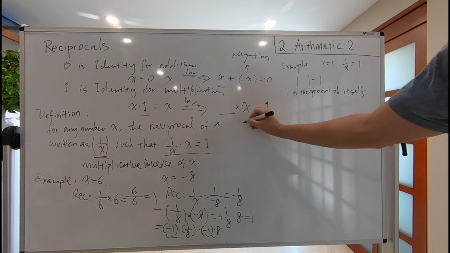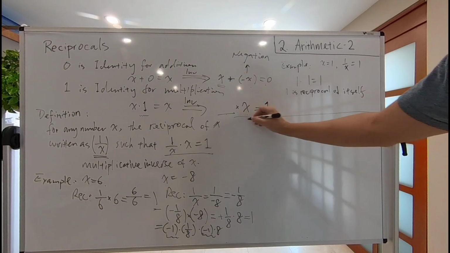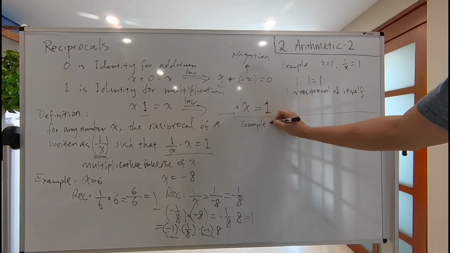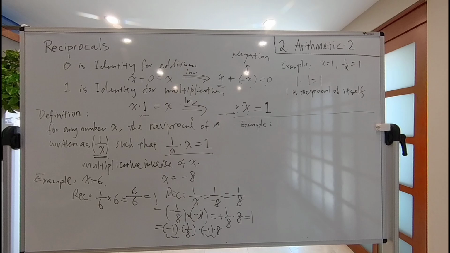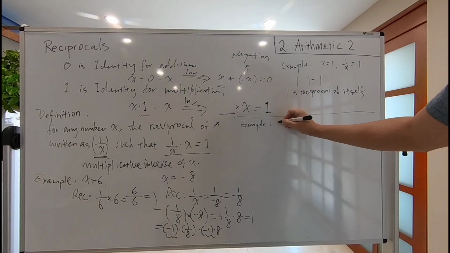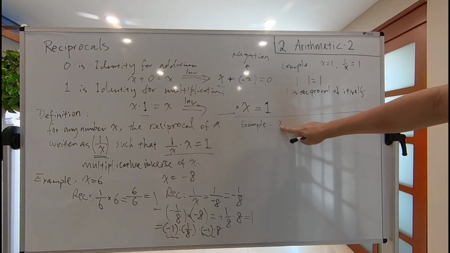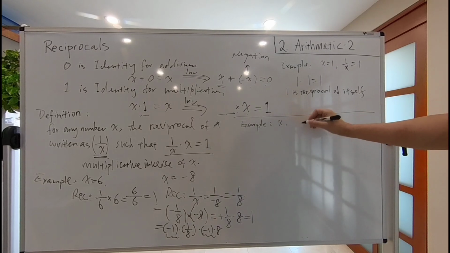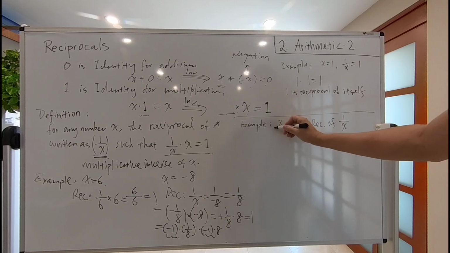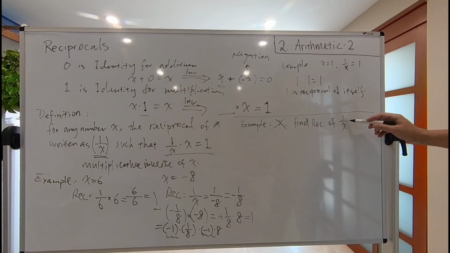Okay, let's see one last example. What happens to the reciprocal of a reciprocal? So for example, if I have a number x, now instead of looking for the reciprocal of this number, what happens if I want to find the reciprocal of 1 over x? Right, so instead of looking for x, what if we are looking for the reciprocal of 1 over x?